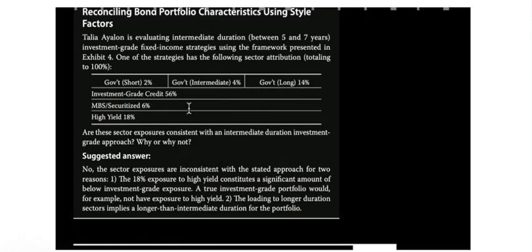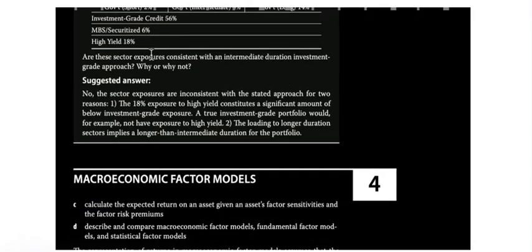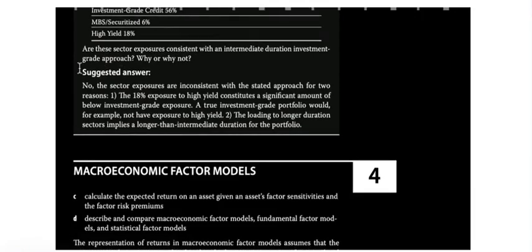What it's saying here is that if I have these types of exposures, I can create another portfolio with these types of exposures, I can replicate your return. And if I can do this to replicate your return, something's going on here. If I can allow high yield in here and the long end of the curve to replicate your return, you must be getting some of your return from those sources as well. Are these sector exposures consistent with an intermediate duration investment grade approach? Why or why not? No.